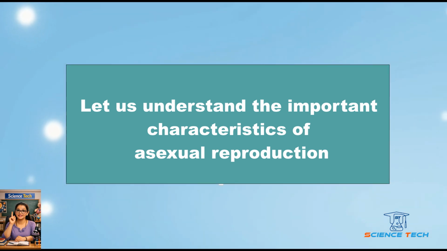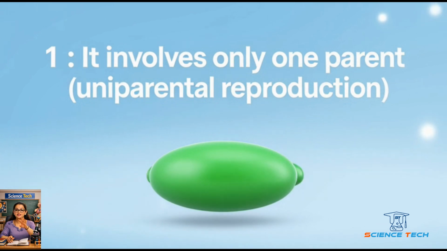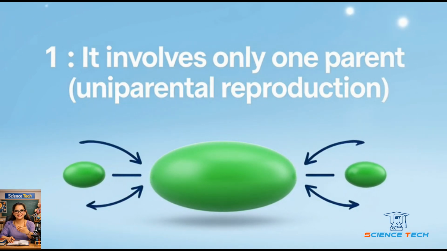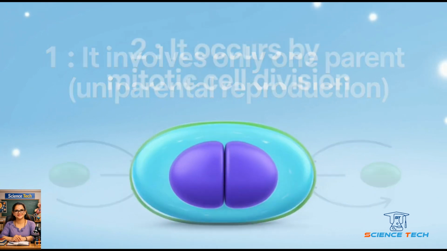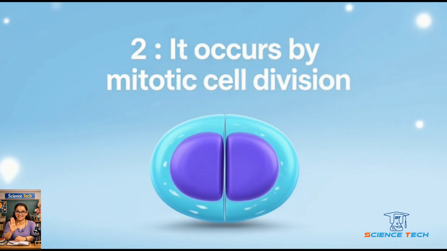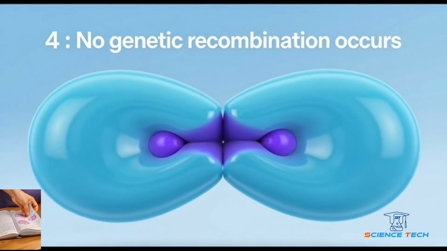Let us understand the important characteristics of asexual reproduction. The first is, it involves only one parent. This is called uniparental reproduction. Asexual reproduction occurs by mitotic cell division. No genetic recombination occurs during this process.